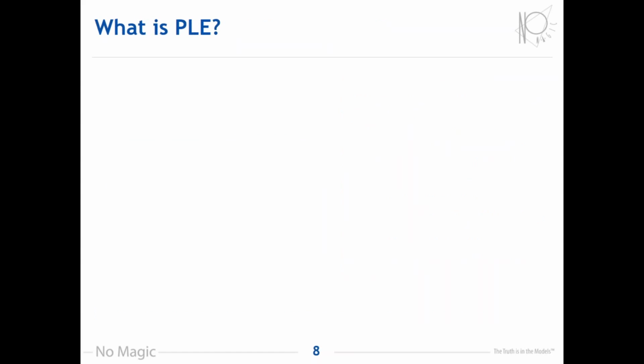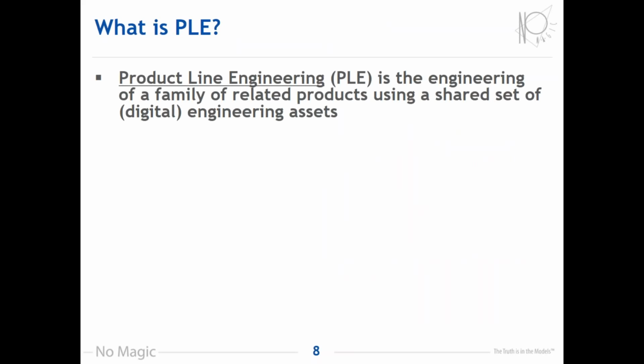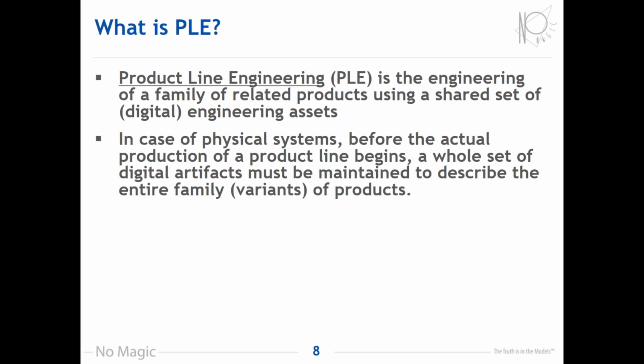So let's move on and talk about product line engineering. What is product line engineering? Basically, it is the engineering of a family of related products. What do I mean by related products? Imagine you have a coffee machine. One coffee machine makes coffee with milk and another one makes coffee without milk. So you have two related products in the same product line.